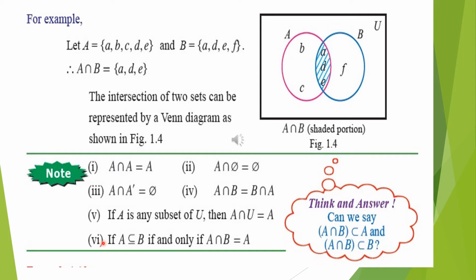Next, A is a subset of B if and only if A intersection B equals A. If and only if means if the first part is given, then the second is right. If the second is given, then the first part is right.